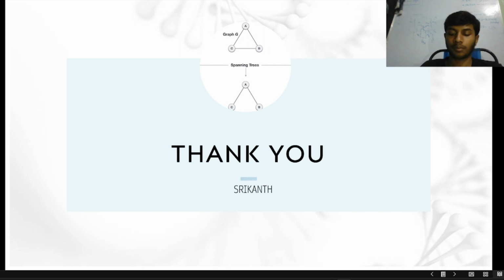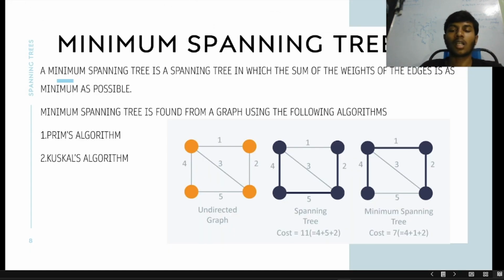Let's see the cost of the spanning tree. Here this is the spanning tree, and the cost of this edge is 4, the cost of this edge is 5, and the cost of this edge is 2. 4 plus 5 plus 2, that is 11. The cost of the spanning tree is 11.